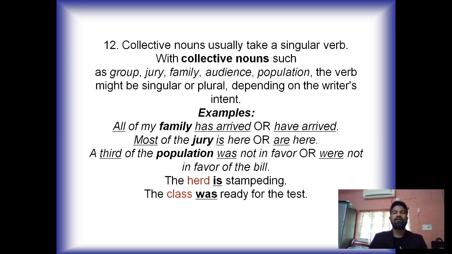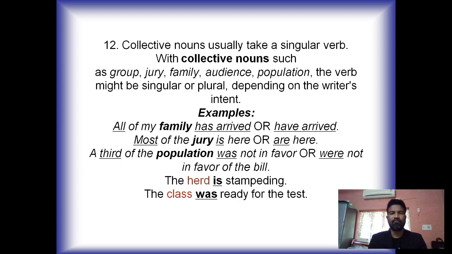So remember, collective nouns sometimes take singular verbs, sometimes they take plural verbs, depending upon the writer's intention, whatever the person who is speaking or writing that sentence intends, we need to take whether a plural verb or a singular verb is to be used. Okay, those are collective nouns, but most of the time they are treated as singulars.